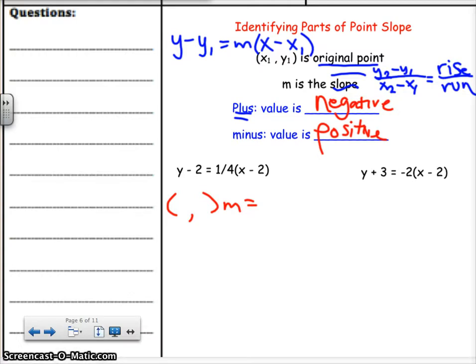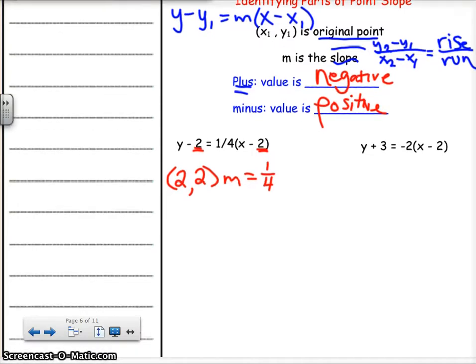So it's y minus 2. It didn't change. So that tells me that my y value is 2. This is x minus 2. It didn't change. It didn't turn to plus. So my x value is 2. And 1/4 is my slope. Now watch how I can easily graph this line.